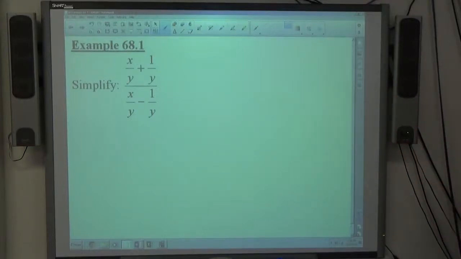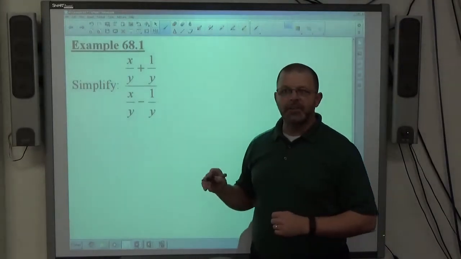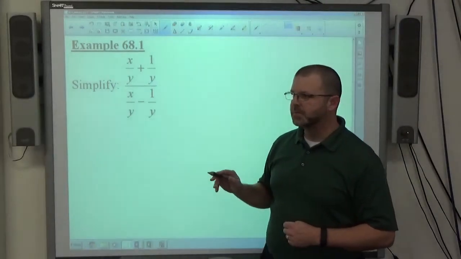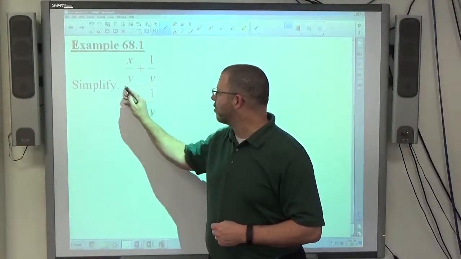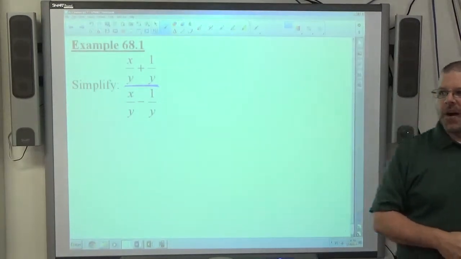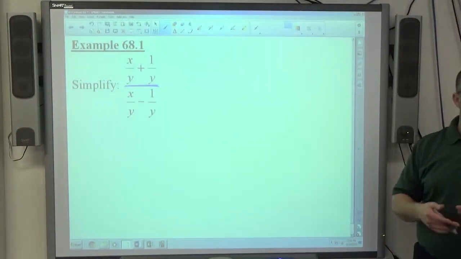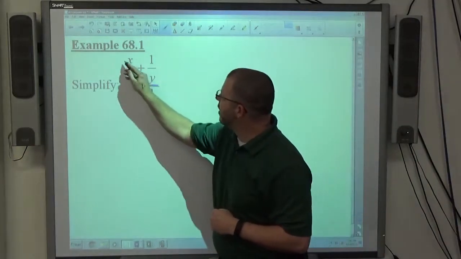Example 1 has us simplify this, and we did these before where we identified the main fraction bar. The main fraction bar is more obvious in these than it was before. It's the longest one. And then you want to identify all the fraction terms in each location. So the numerator has fraction terms, the denominator has fraction terms. Identify each of those fraction terms.